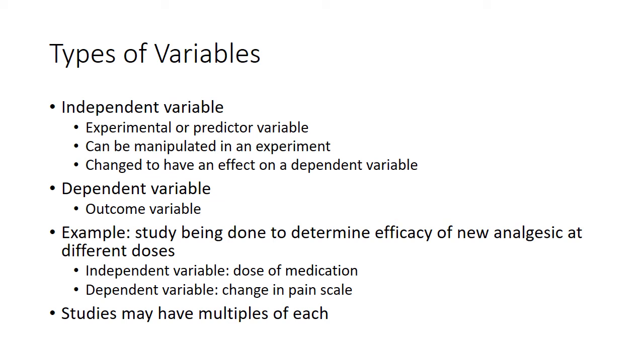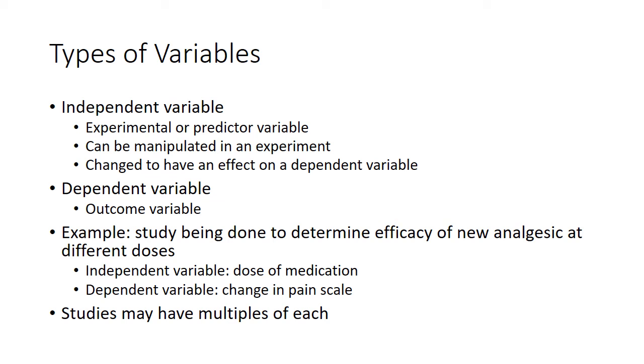Basically, the independent variable is going to be what we call the experimental or the predictor variable, and this is basically what the experimenter, or if you were say doing a study, the variable that you can change, that you can manipulate to see what effect it has on the outcomes. Because it is independent, because we're the ones that are setting it, it will have a direct effect on the dependent variable.